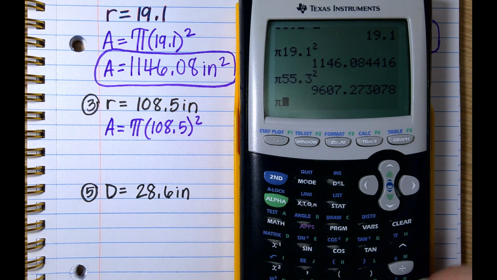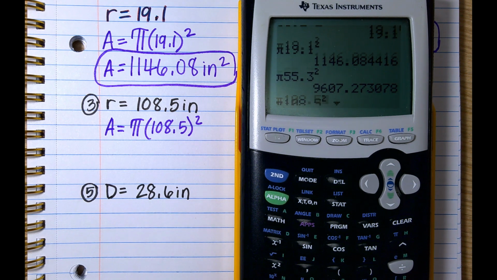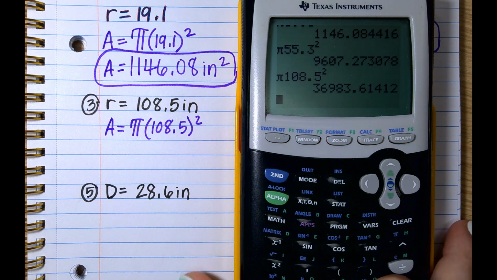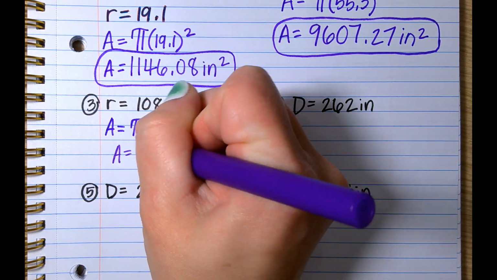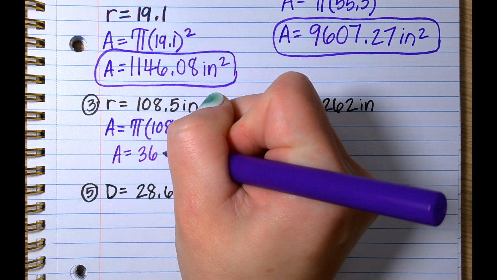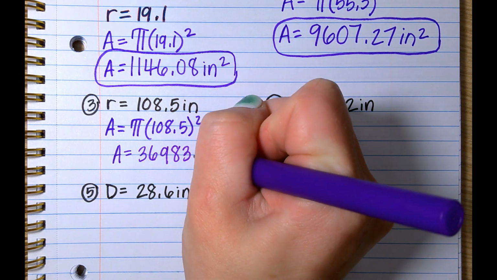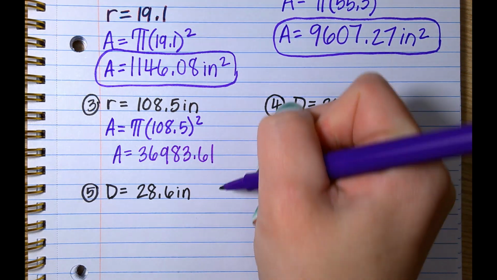All right. So pi times 108.5 squared. And I got 36,983.61. Is that what you got? Yes. Okay. So I'm going to write that down. That's my area. 36,983.61 inches squared.